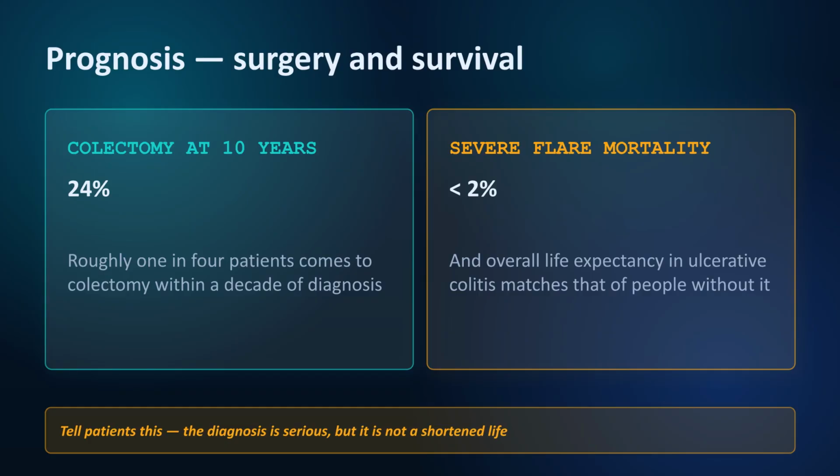But now the number that reassures. The mortality rate of a severe ulcerative colitis flare is under 2%. And overall life expectancy in ulcerative colitis matches that of people without the disease. Say both of these out loud to patients. The diagnosis is serious, and it is chronic, but it is not a shortened life. A colectomy is not a failure of care. For some patients, it is the treatment that gives them their life back.